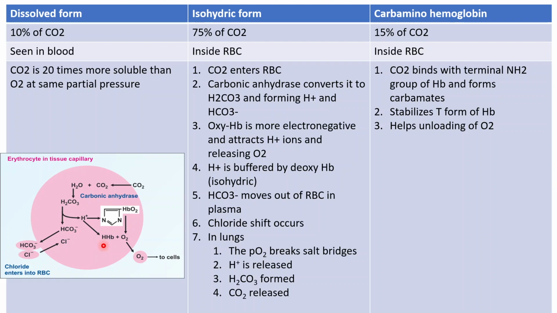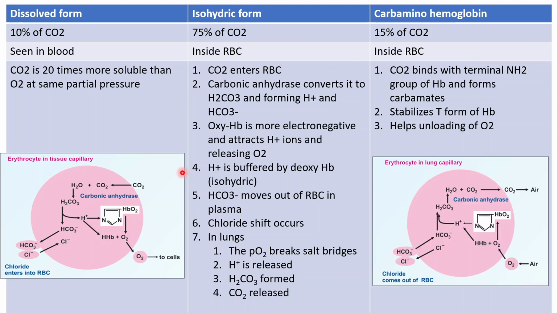Why is it called isohydric? Because even though there is an increase in H positive ions, the pH does not change. That is why it is called isohydric transport, because H positive ions are buffered. Then the bicarbonate which is formed moves out, and the chloride shift occurs, chloride moves in. In the lung, the opposite occurs.